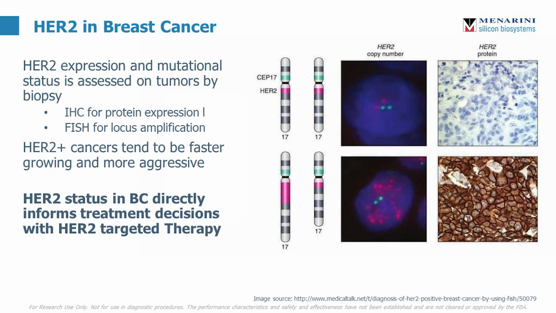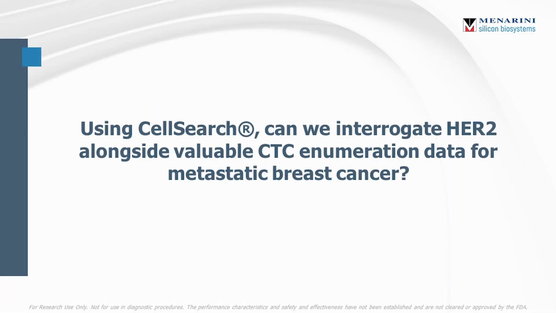What recent studies have shown, though, is that in some cases, patients with metastatic breast cancer whose primary tumors are HER2 negative may sometimes have circulating tumor cells that are HER2 positive. And being able to measure this effectively could have an impact on treatment decisions for patients. So one question that we hope to answer with the CellSearch is, can we interrogate HER2 alongside valuable CTC enumeration data for metastatic breast cancer? And the answer is yes.